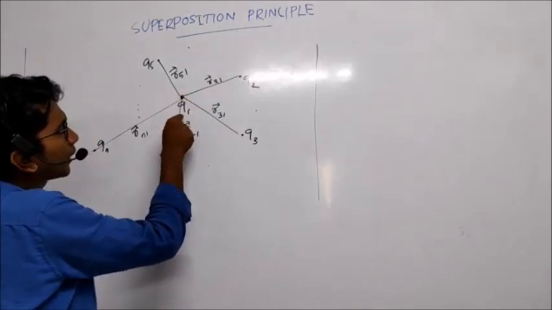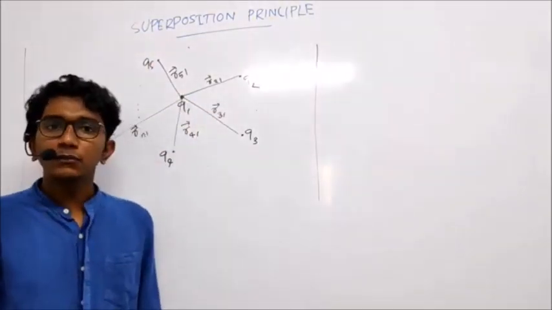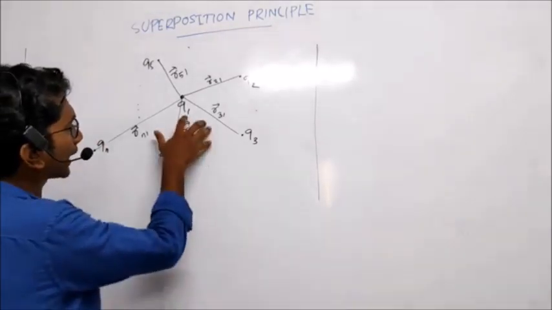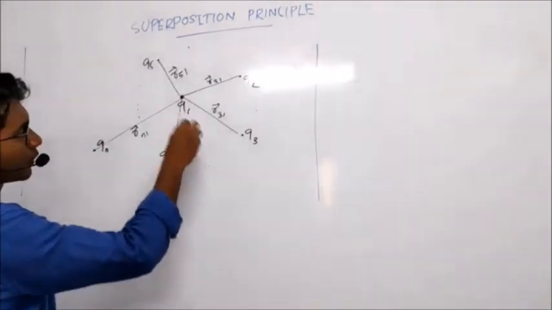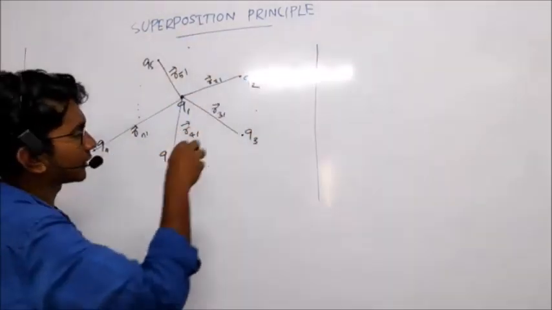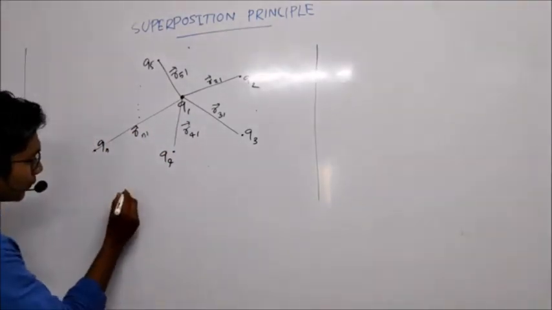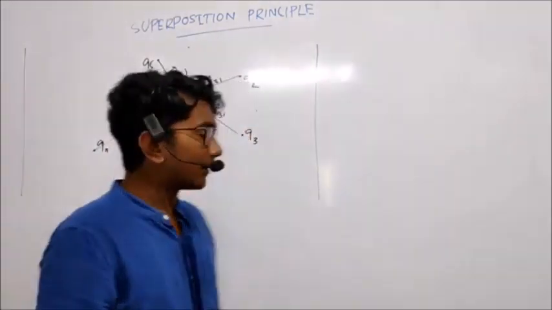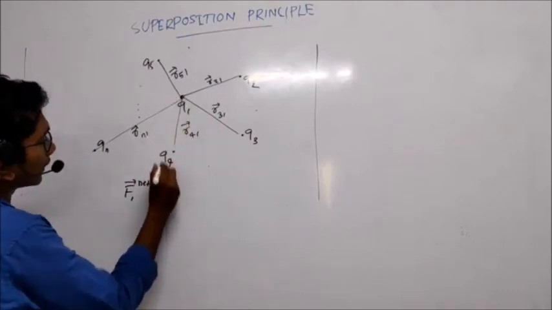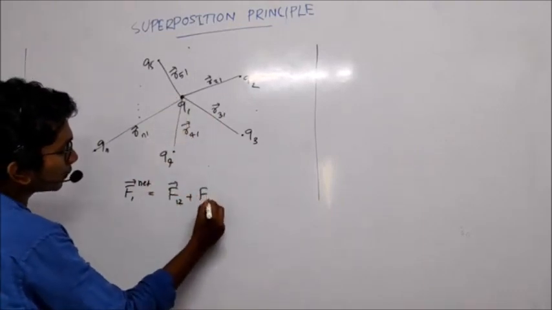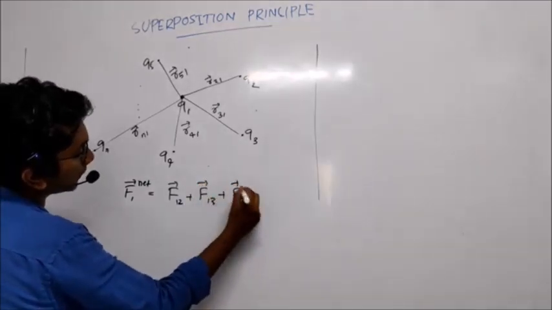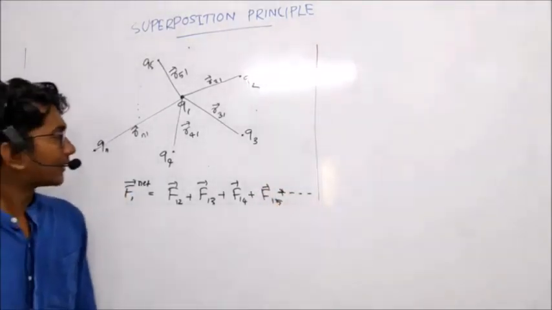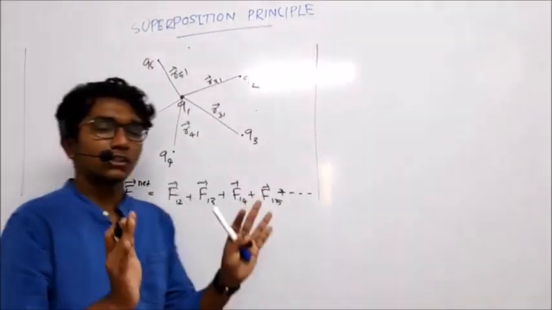Here Q1, Q2, Q3, a system of charges, are there. Suppose we want to find the force acting on one single charge. That will be equal to the vector sum of the forces acting on it due to all the other charges. That is, the force on Q1 is F1 net. What is the meaning of net? Total. The vector sum: F1 net is equal to F12 plus F13 plus F14 plus F15 and so on, till F1n. This much will be the total force. That is what the superposition principle says.